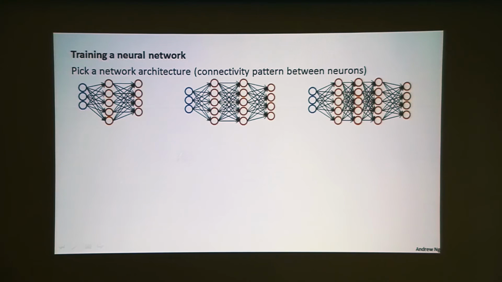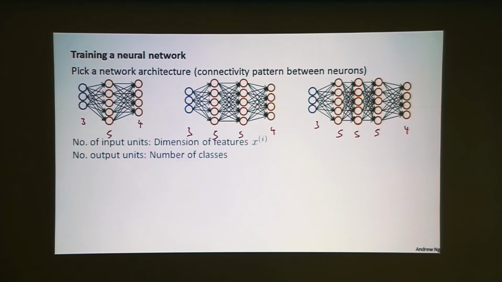So in this example on the left, we might call this a 3-5-4 architecture with 5 hidden units. This is a 3-5-5-4, and this is a 3-5-5-5-4. Empirically, the number of input units is constrained. If you have 3 inputs, you have to have 3 input units. If you have 4 classes, you have to have 4 output units if you're using a one versus all encoding.